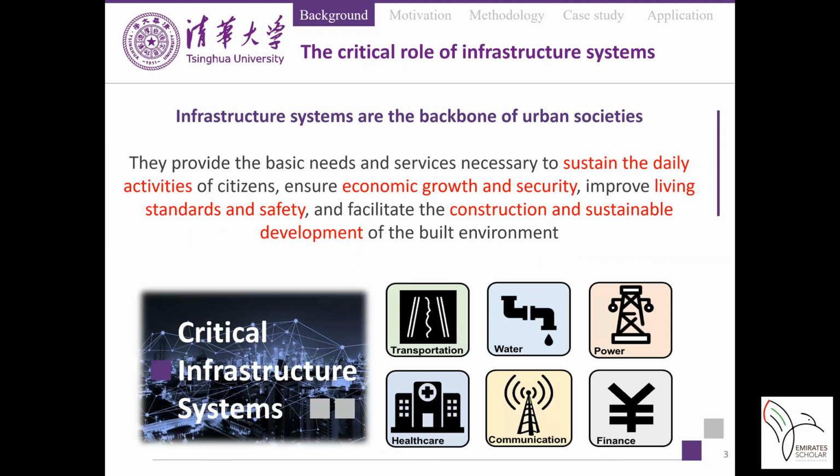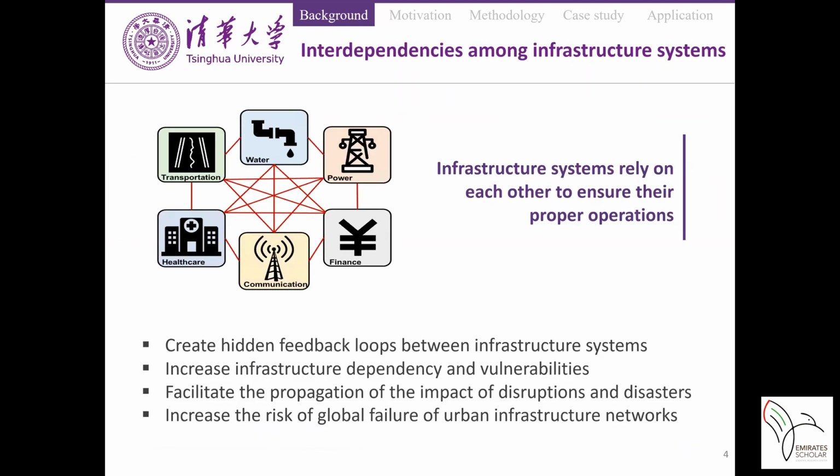Infrastructure systems such as transportation, water, and power systems are the backbone of urban societies. They provide the basic needs and services necessary to sustain the daily activities of citizens, and also to ensure economic growth and sustainable development of the built environment. However, these systems are not independent, but rather rely on each other to ensure their proper operations. The interdependencies between these infrastructure systems give rise to several challenges. For example, interdependencies increase the vulnerability of infrastructure systems and facilitate the propagation of the impact of disruptions or disasters in the system.